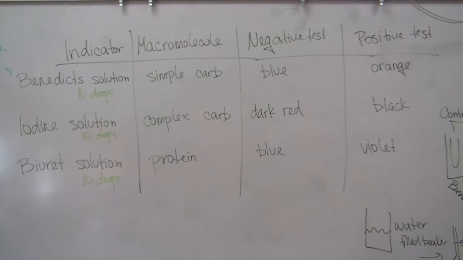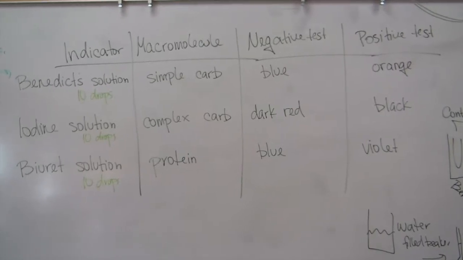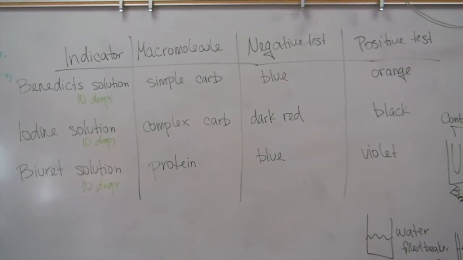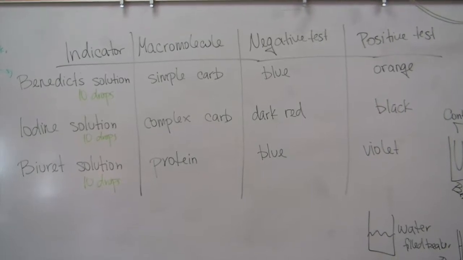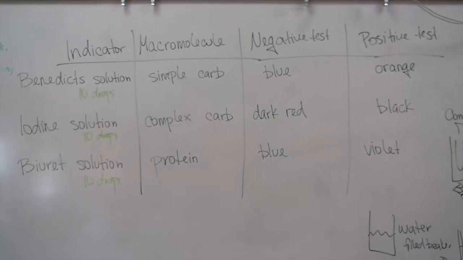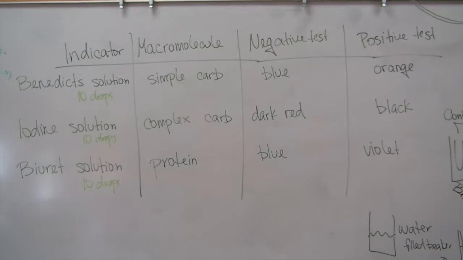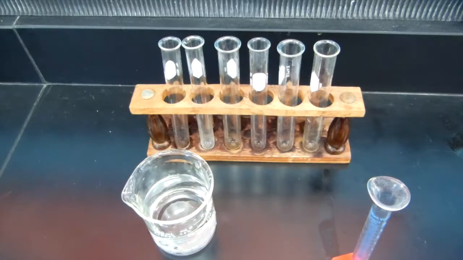If something is going to be a simple carb, if it is positive for that, it'll turn orange after it's heated in the water bath. If it has complex carbs, it'll turn black. And then if it has protein, it'll turn this nice violet. So we're going to do the 3 controls first.